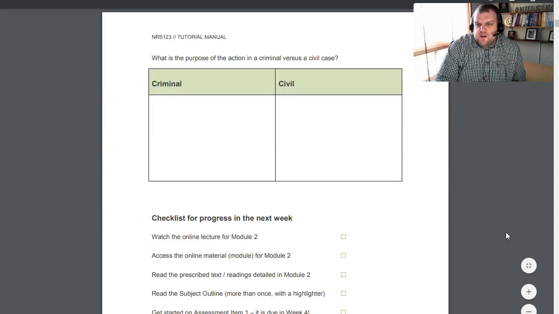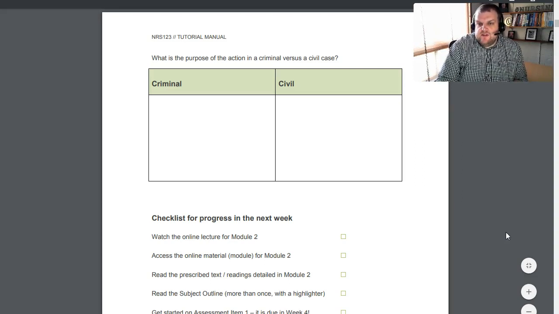And then what is the purpose of the action in a criminal versus a civil case? So why do we bother having criminal cases, and why do we have civil cases? Criminal cases are around punishing someone. It's about the community's ability to defend itself against actions that are illegal. It's about establishing a reason for other people to not want to do that particular behaviour, so for the person themselves, but also for other people to observe and go, I wouldn't want to do that because I don't want the punishment to happen to me.